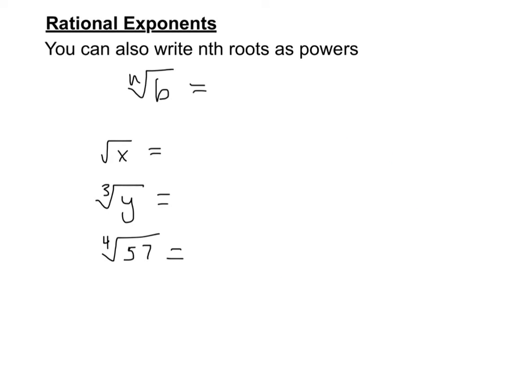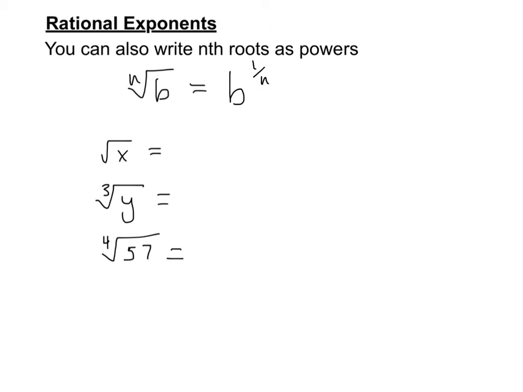Now you can also write nth roots as powers. This is a definition expressly stated in 6.1: the nth root of b can also be written as b to a certain power. When it's the nth root, the rule is simply to take the index and put it underneath 1. This would be this fractional power, or rational exponent. b to the 1 over n is the same thing as the nth root of b.